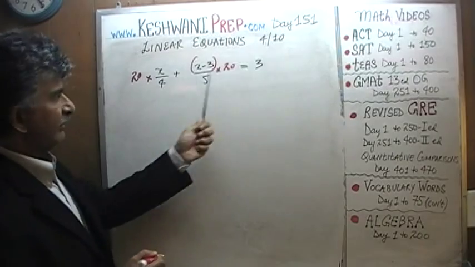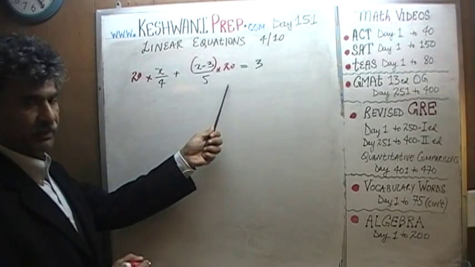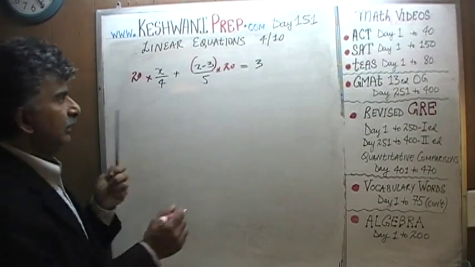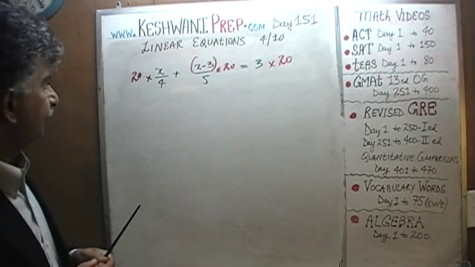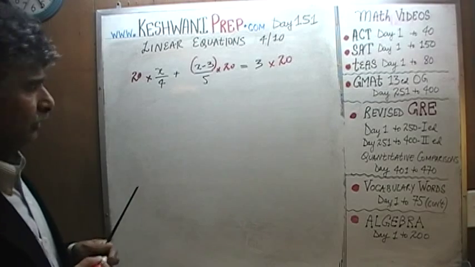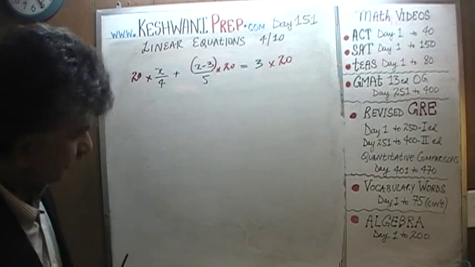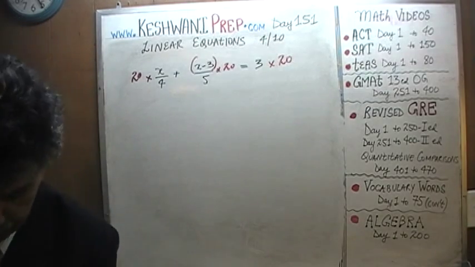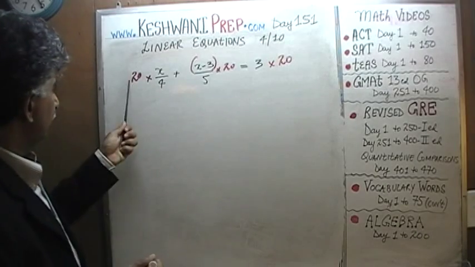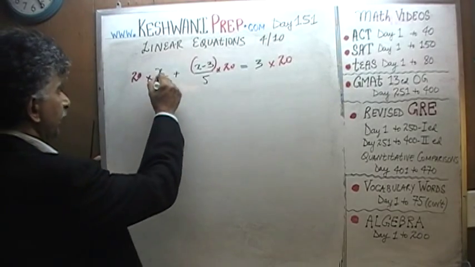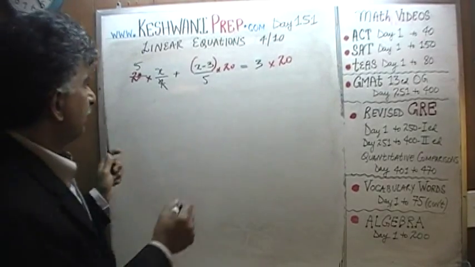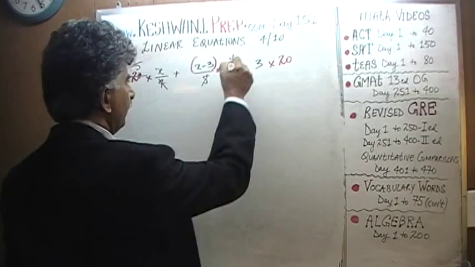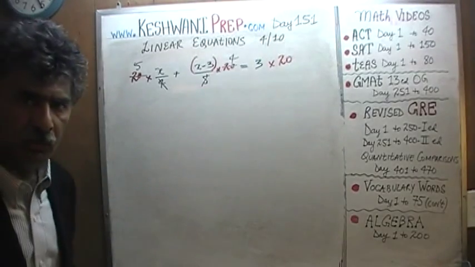Since we multiplied every term on this side of the equation by 20, we have to multiply that side of the equation by 20 as well. That's it. Now we can utilize the 20 that we inserted. Divide top and bottom by 4, and 20 becomes 5. Here, divide top and bottom by 5, and the 20 becomes 4. That's it. No more denominators.